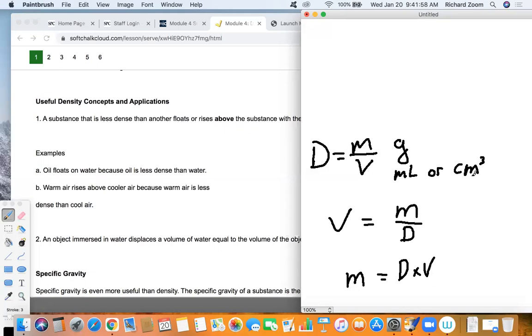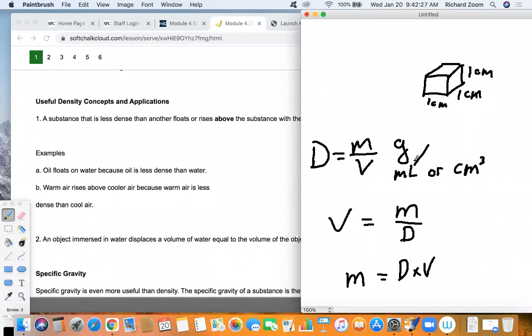Now, a milliliter and a cubic centimeter are pretty much the same thing. I mean, if you take a milliliter of water, it would fit into a cube that is 1 centimeter by 1 centimeter by 1 centimeter, which is a volume of 1 cubic centimeter. 1 centimeter times 1 centimeter times 1 centimeter. So that's where that comes into play.